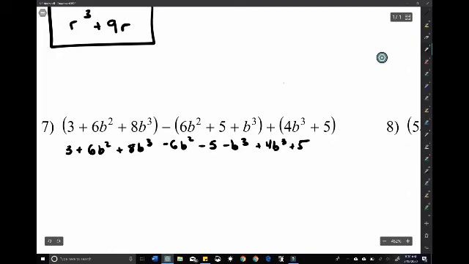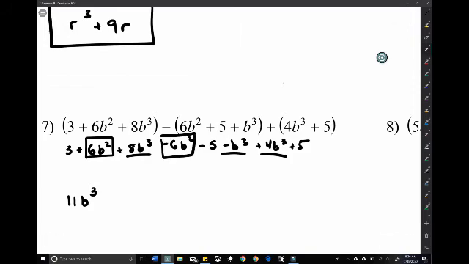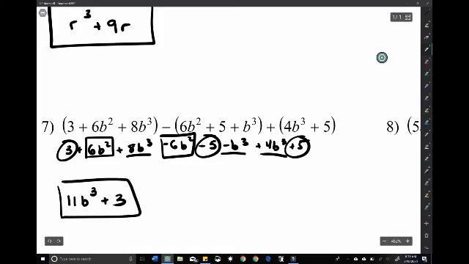And we'll start with a b to the thirds. So b to the third, b to the third, b to the third. 12 minus 1 is 11. B squared. So I'm going to square those. B squared. Why not? 6 and negative 6 cancel, so that makes it easy. B to the firsts, any of those? Nope. So constants 3, negative 5, positive 5, and negative 5 cancel, so plus 3. All that for 11b to the third plus 3.